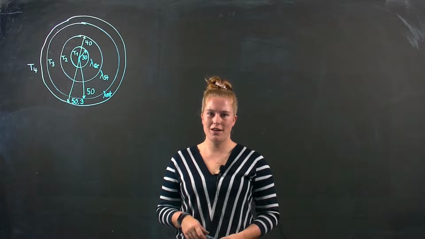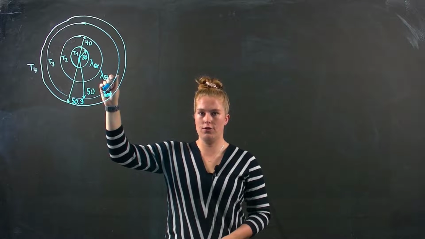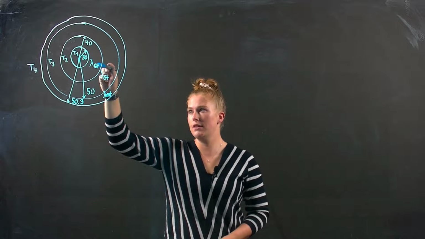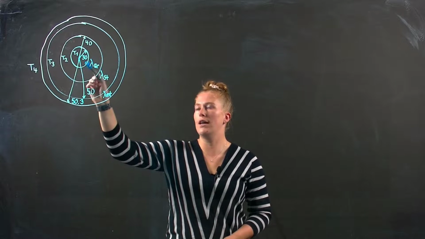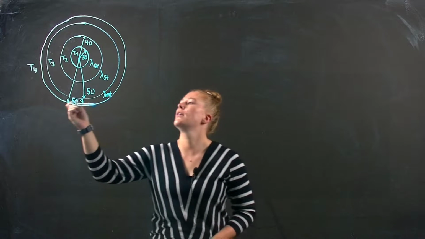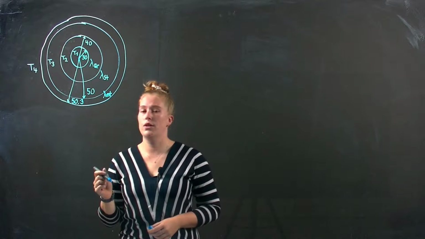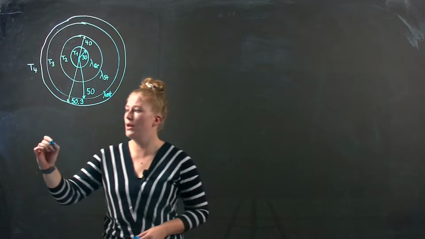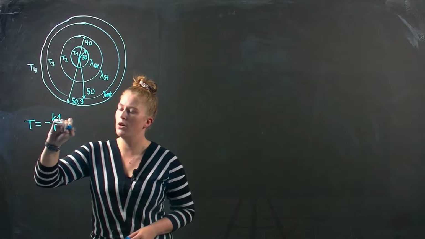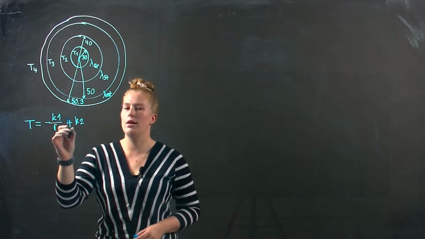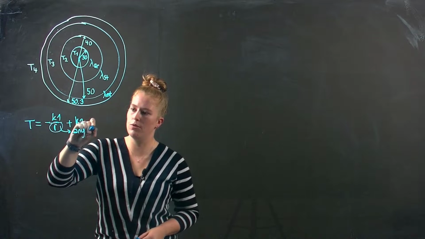Hi, today we're going to work out the example of the spherical oven, which I've drawn here. We have an oven consisting of several layers, namely a layer of bricks, a layer of stone, and a layer of metal. And we want to find the temperature T1 inside the oven if we know the temperature T4 outside the oven. So we know that for a spherical geometry, we have a general formula for the temperature, which is T equals minus K1 over R plus K2, with K1 and K2 being constants, and this R can be any arbitrary radius.